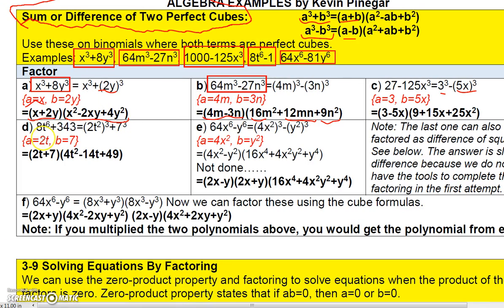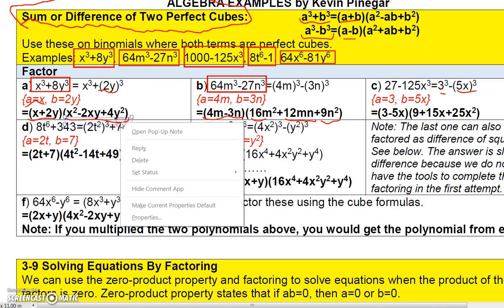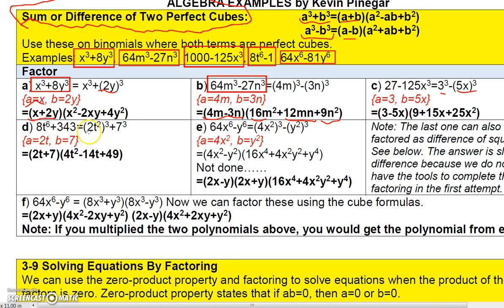Okay, now here is another sum. So we have 8t to the 6th plus 343. Well, 8t to the 6th is the same as 2t squared quantity cubed. And 343 would be 7 quantity cubed, because 7 times 7 times 7 is 343.